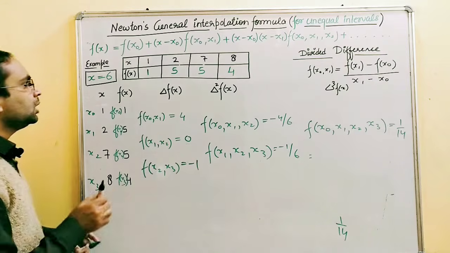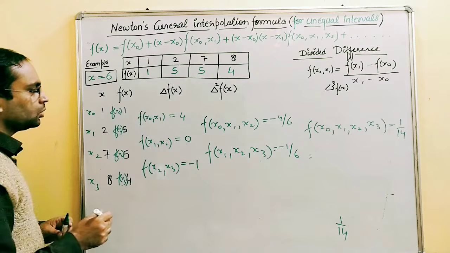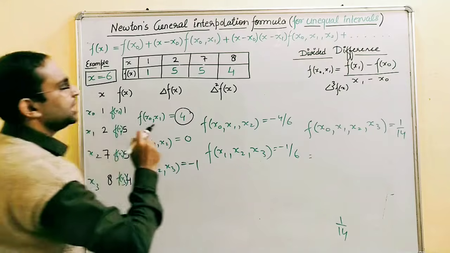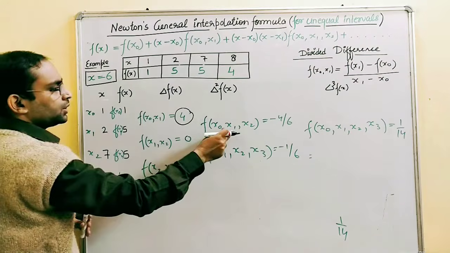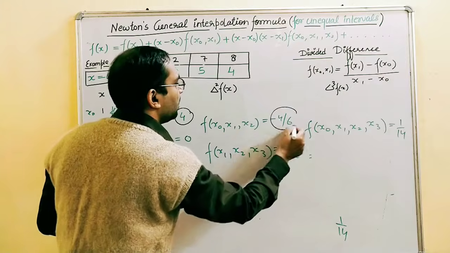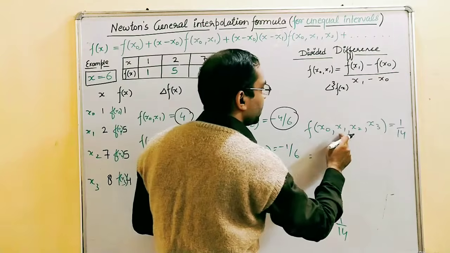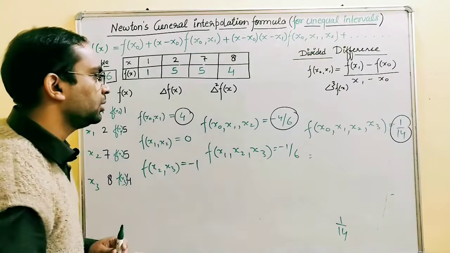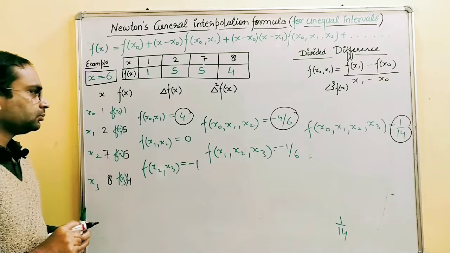So this is how we can create the divided difference table, and you can see we have all the values. We need f of x0, x1. So what is f of x0, x1? So this is f of x0, x1. The next we need is f of x0, x1 and x2. That is f of x0, x1 and x2. So we need this minus 4 upon 6. And the next value will be f of x0, x1, x2 and x3. So this is 1 upon 14. These are all the values that we need in our Newton's general interpolation formula.